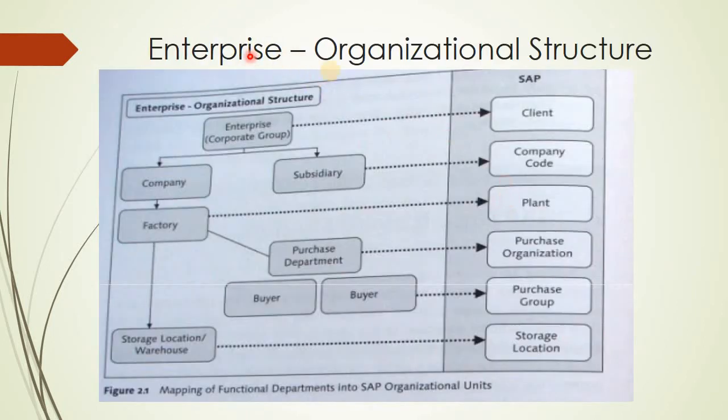Now how does an SAP organization look? First of all, we have to create a corporate group, then company. If any subsidiary is there, then we have to create that. Then factory or plant, then purchase organization, then purchase group, who is the buyer, then storage location of the warehouse where we are going to keep the material.